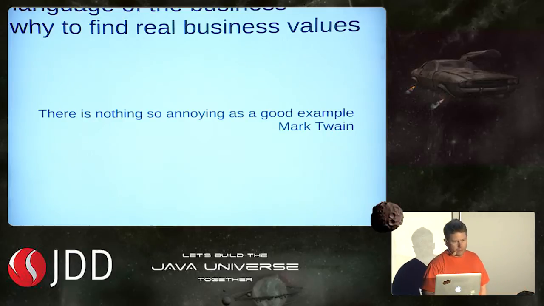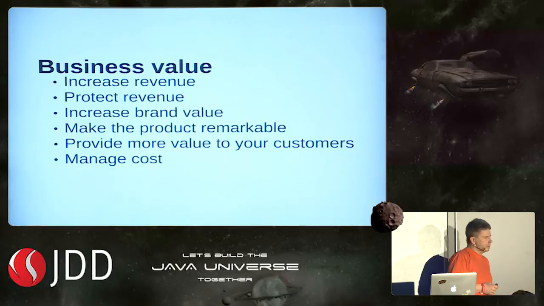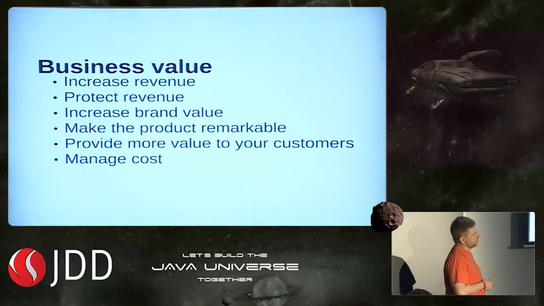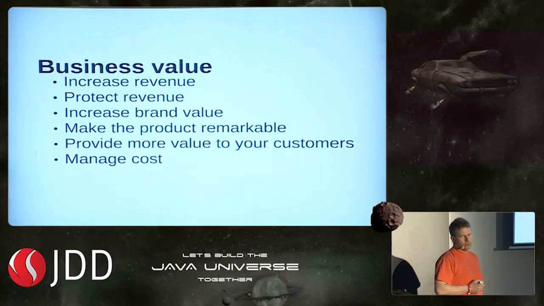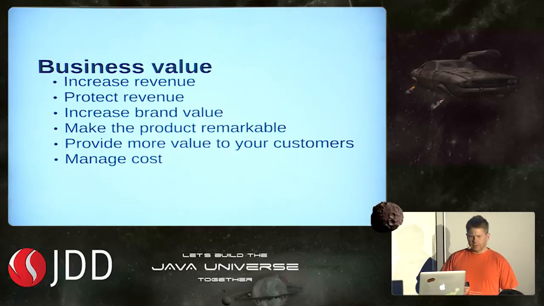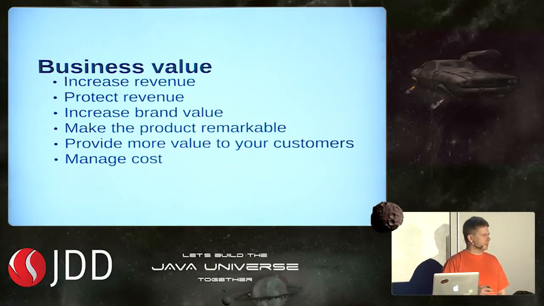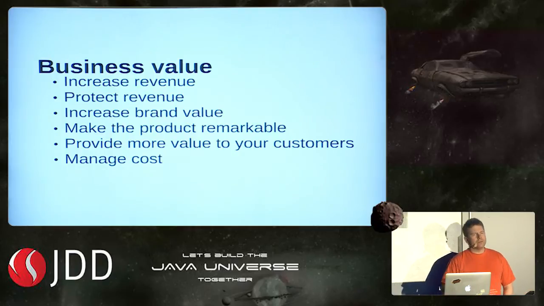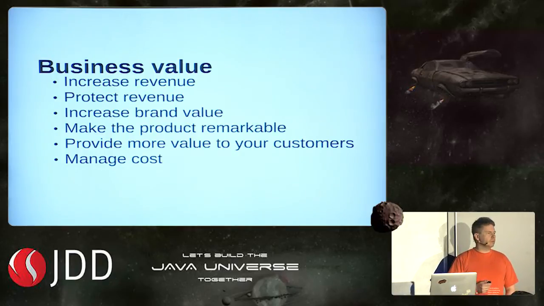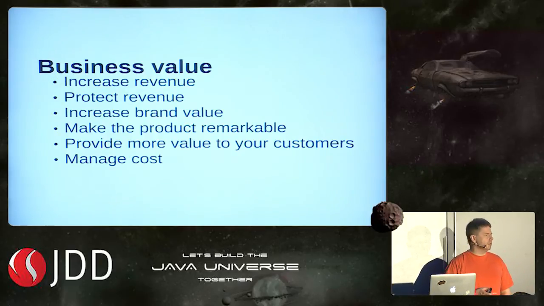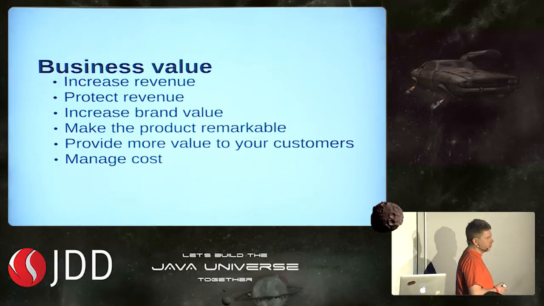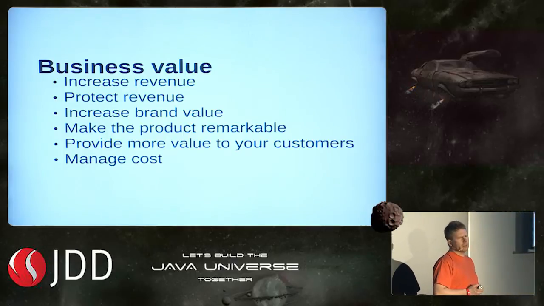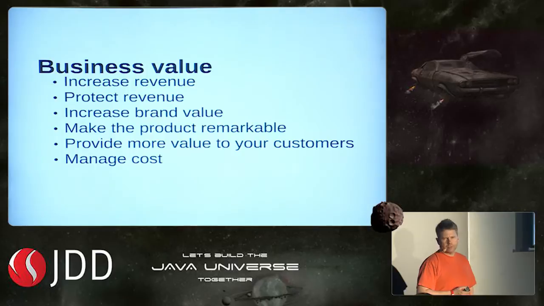So, examples are good. But what kind of business value are we actually looking for then? Well, I would say that probably something from this list. And I'm not sure if the order here is correct or not. I just changed it this morning because I decided that managed costs, that's boring. Let's put that at the end. Increase revenue, that's good. Or protect revenue, that's good. Or increase brand value or make the product remarkable, that's really nice things. Or provide more value for customers. Manage costs, yeah, I guess so, but it's kind of boring, isn't it?